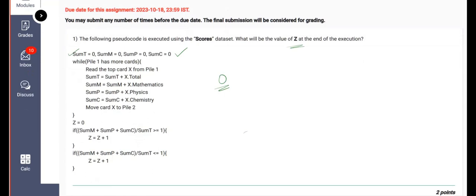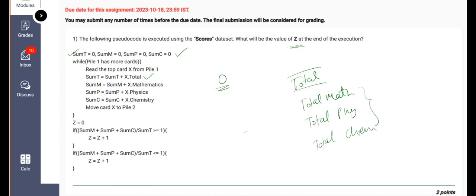Sum t stores the total marks of all students, right? And sum m stores the total mathematics marks, and same goes for sum p, total physics, and also for sum c, total chemistry. So if we add all of them, what do we get? We get the sum t, right? Therefore, this is the understanding developed from these four variables.